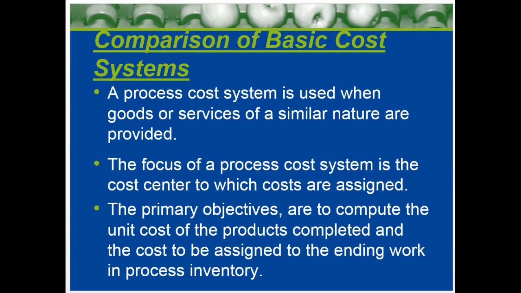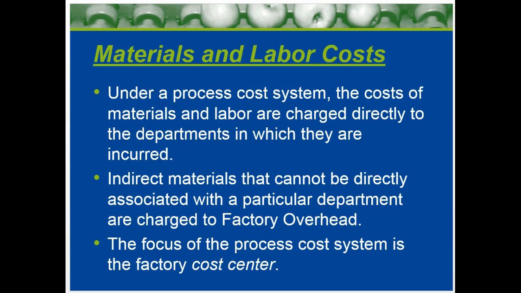I'm going to give you some points here. In addition to what it's saying on these slides, I'm going to speak about what's on this slide right here. It says a process cost system is used when goods or services of a similar nature are provided, and I already indicated that. And as it says in the last bullet point, the primary objectives are to compute the unit cost of the products completed and the cost of those assigned to the ending work in process inventory. So mainly just trying to compute everything put together and trying to have a better analysis, right?